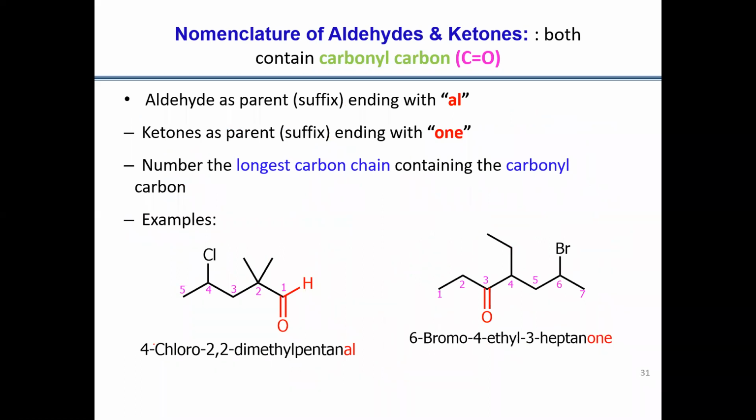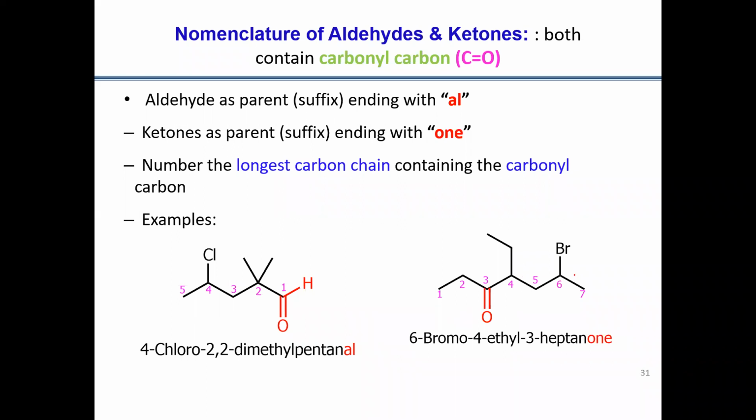Okay, so let's practice these as well. If you see here, this is your aldehyde group, right? This will always occupy position number 1, so no need to give a number for the aldehyde group. This will become 4 if you start numbering from here. This will become 4-chloro-2,2-dimethylpentanal, right? Because we have an aldehyde group over here. And here we have a ketone group at position number 3.